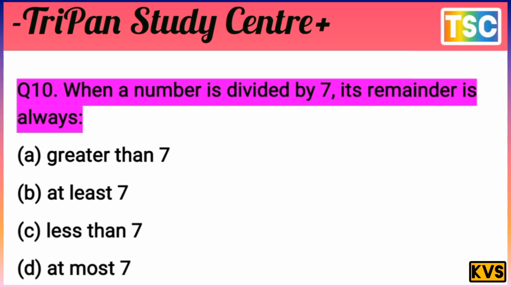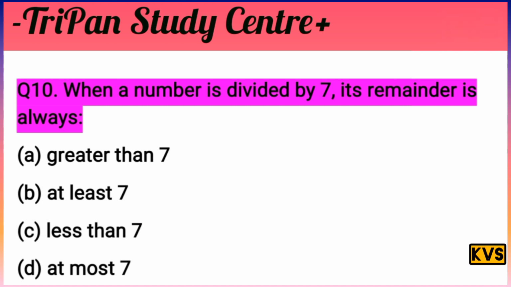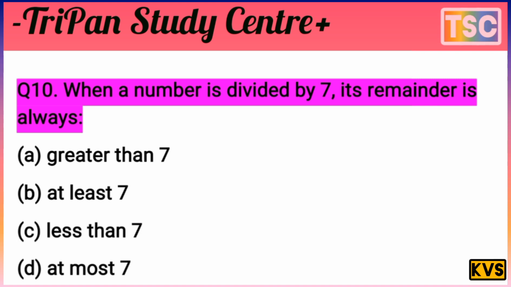But first of all, check your knowledge. I give you a few seconds to think of this answer. Calculate the answer. Which option is correct here? Let's see the answer. When a number is divided by 7, its remainder is always: greater than 7 is not applicable. At least 7 is the wrong answer. And C, less than 7, is the correct answer. The answer is C, less than 7.